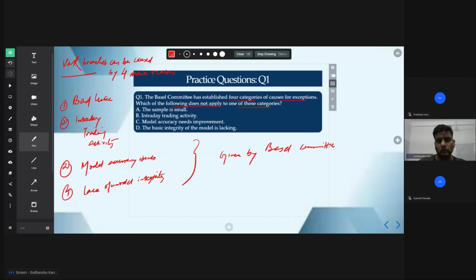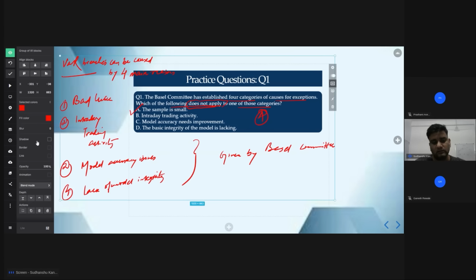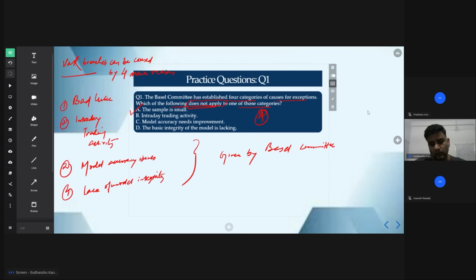So you see yourself, sample small is not there. It does not apply to one of those categories. So A is the answer. Remember this, guys. So the overall perspective here is that small sample is not one of the official Basel causes, and the rest are all given.